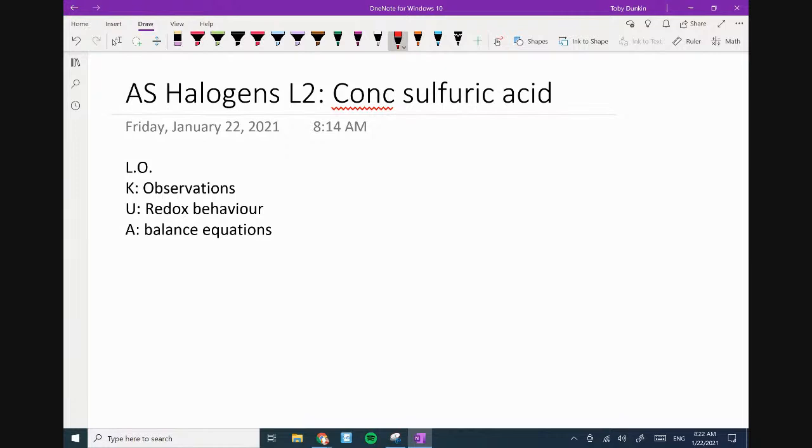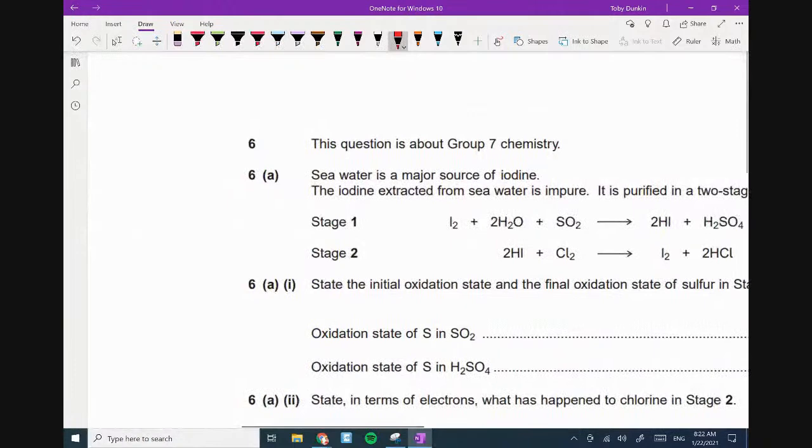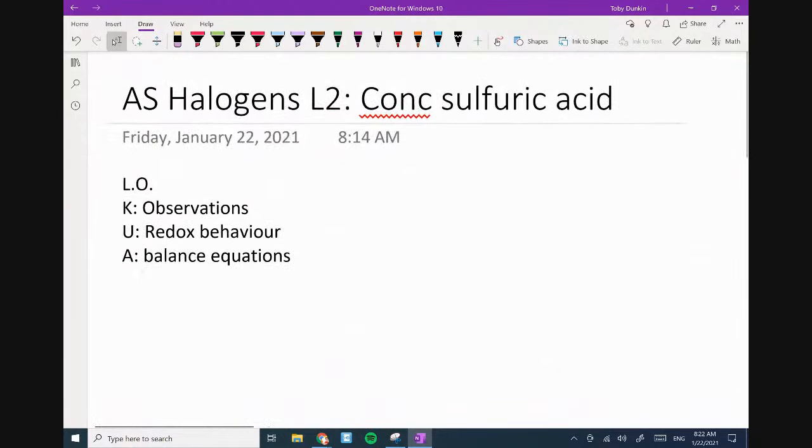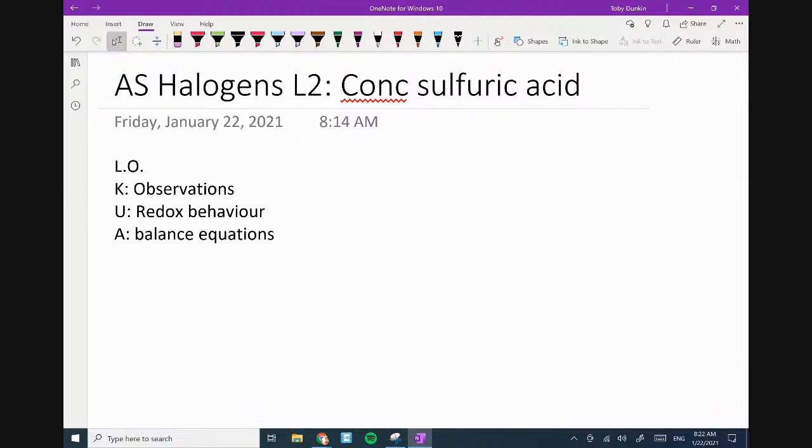Number one, know your observations. Number two is understand the redox behavior. And then the last one is be able to balance equations. And like I said, I've pulled an exam question here, which is a great one for doing group 7 with conc sulfuric. We'll see that it has the hardest balance equation I've ever seen. I'll show you how it's done, but it's really tough.